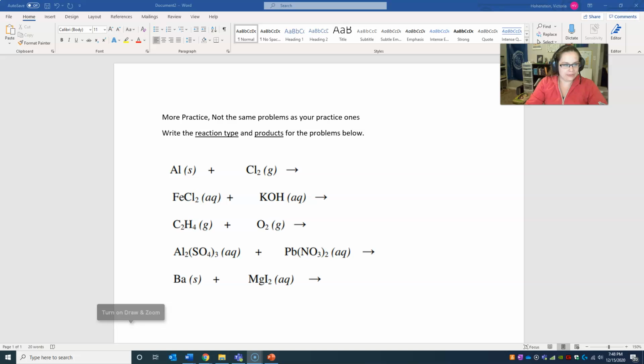So looking at this first one, I have aluminum plus chlorine. Both of these are elements, so it can't be a single replacement or a double replacement or a decomposition or a combustion. So the only thing it can possibly be is a synthesis. So wherever you're recording your answer, write synthesis.